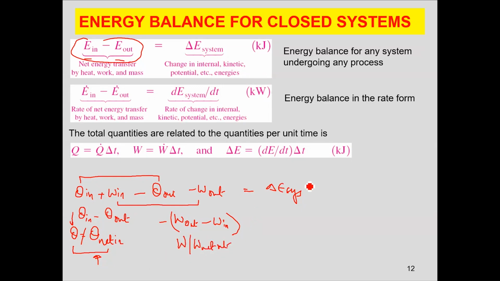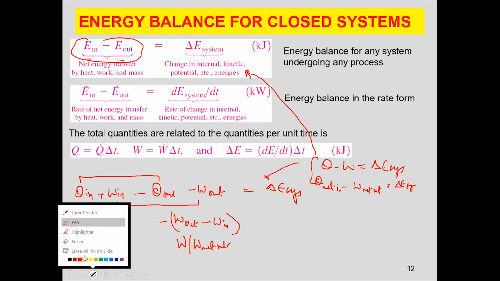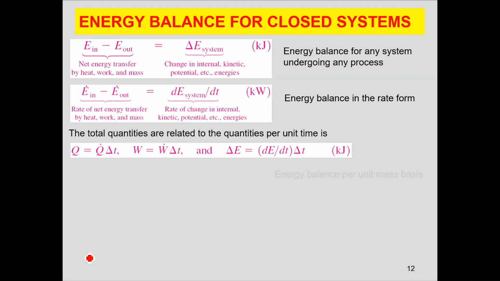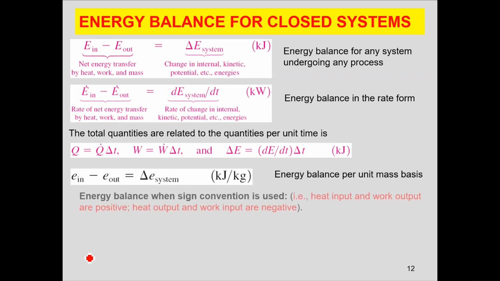So at times you can see an equation written as Q minus W equals change in energy of the system, or Q net in minus W net out equals change in energy of the system. These two equations are all the same equation. It's just the way you express the equation. Clear? Yes, sir. This is per unit mass.